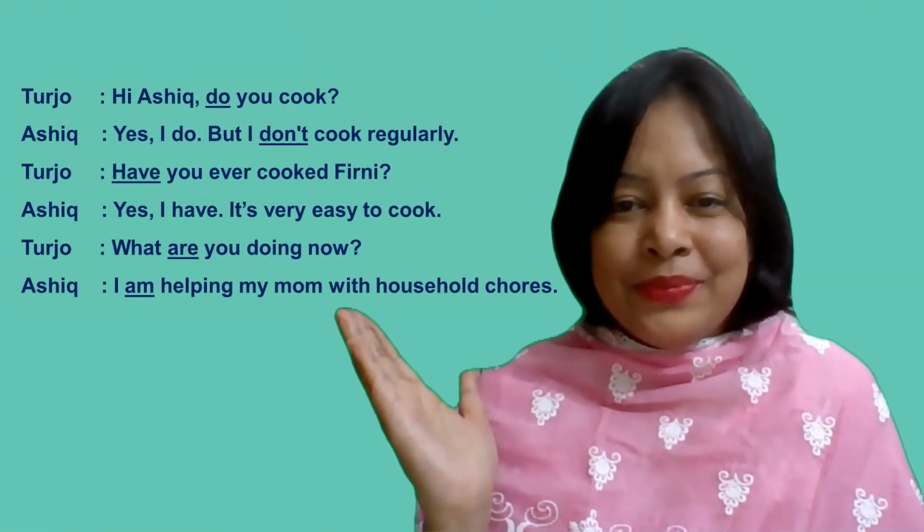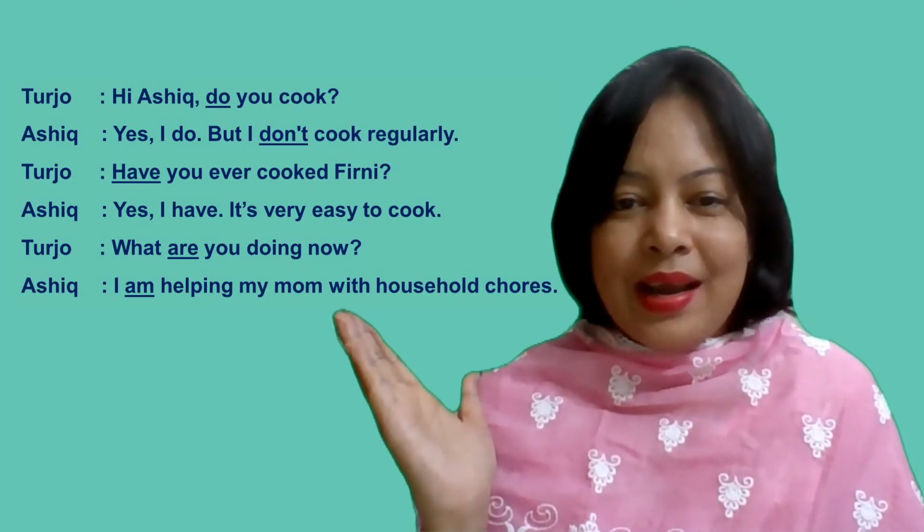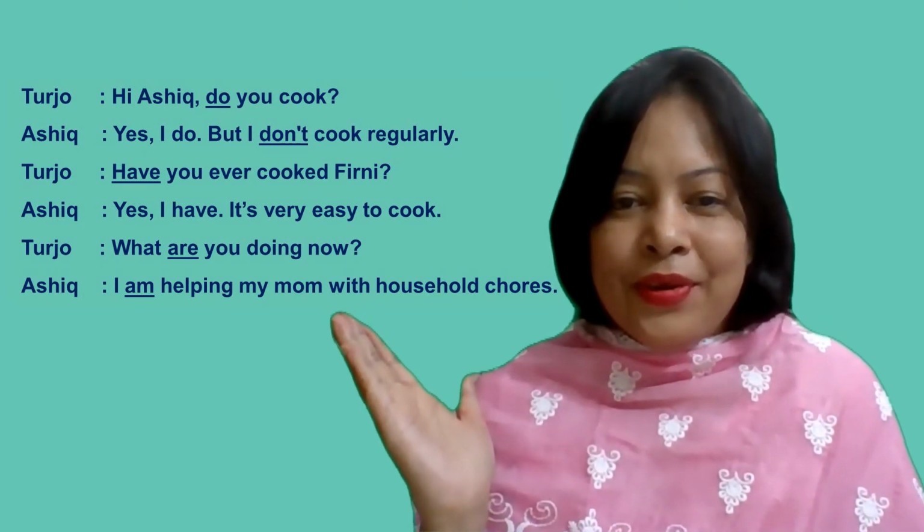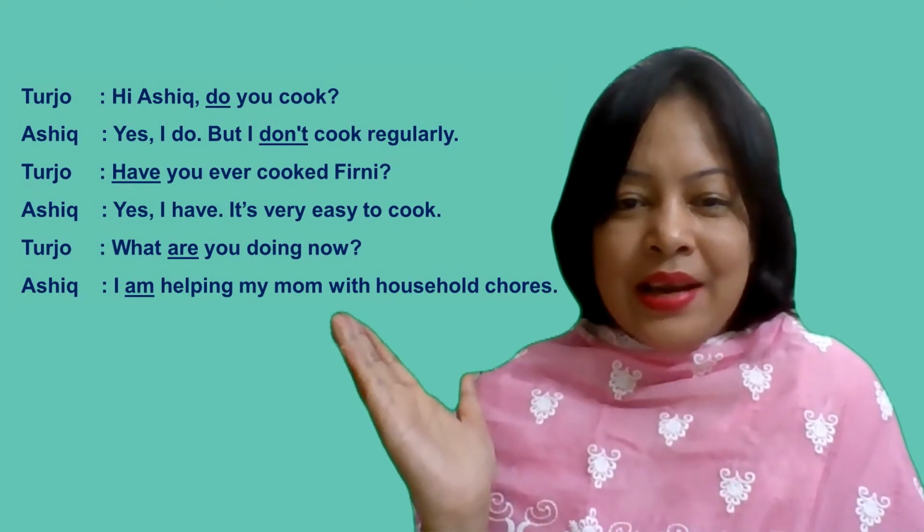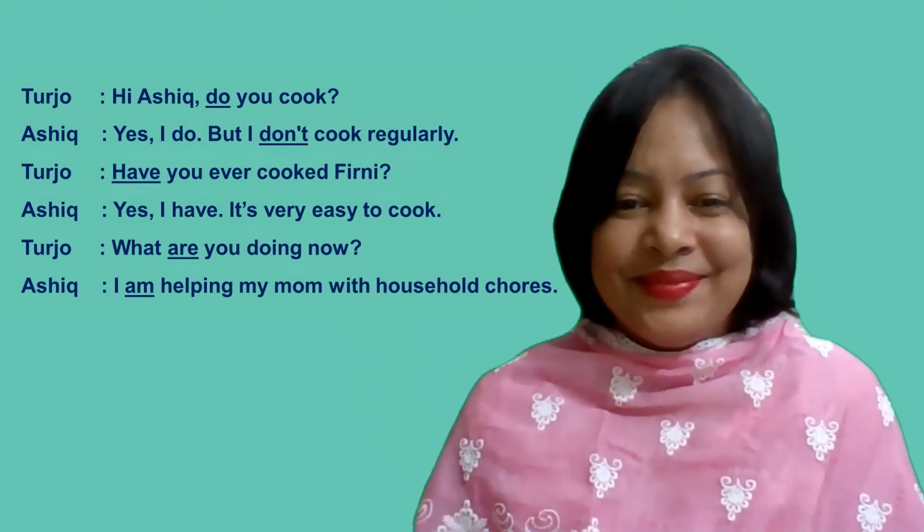Here is a conversation between two friends, Turjo and Ashik. Read the following conversation and look at the underlined verbs.